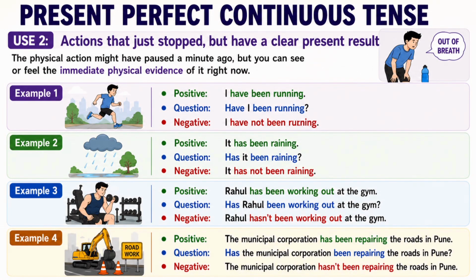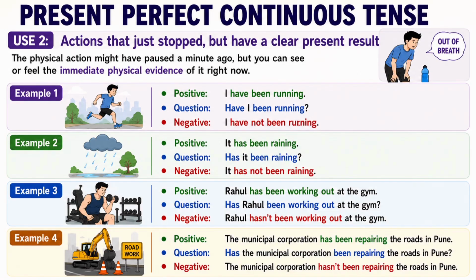The second use is actions that just stopped but have a clear present result. The physical action may have stopped a few moments ago, but you can still see or feel its result right now. Example 1. Positive. I have been running. Question. Have I been running? Negative. I have not been running. For example, you may be out of breath so people can see the result of your running.